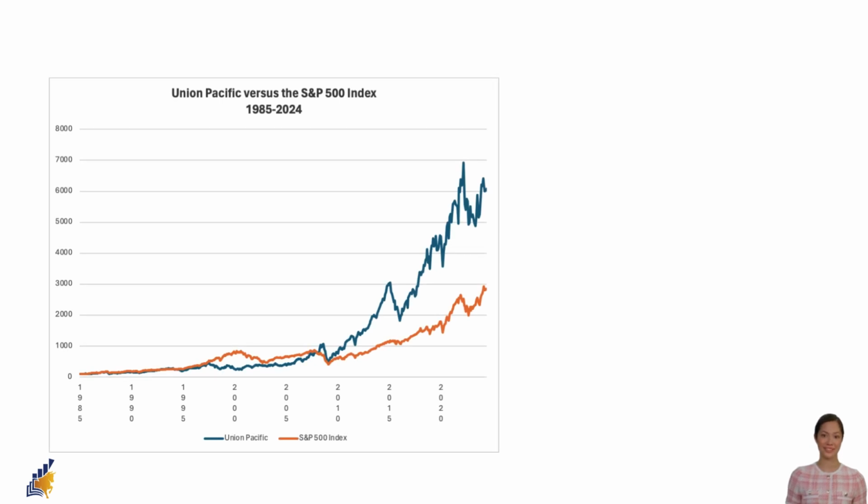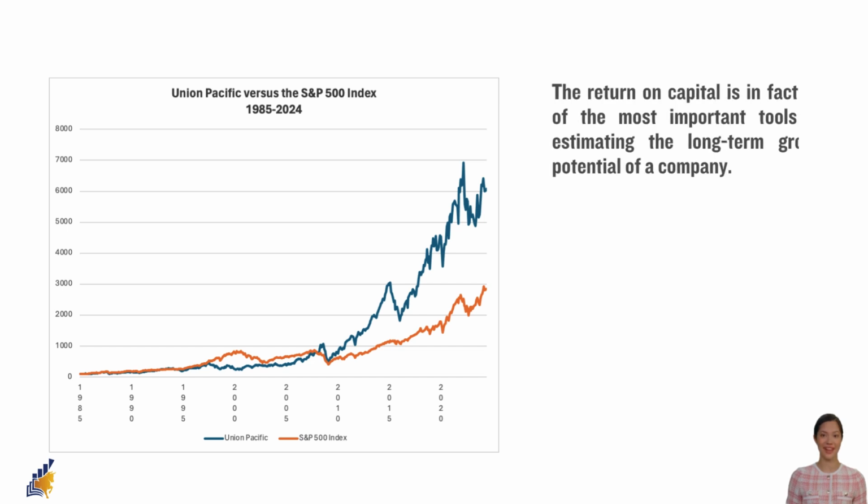At this point, your head might be spinning from all this numerical analysis. Again, why are we talking about this? The return on capital is in fact one of the most important tools for estimating the long-term growth potential of a company. I can illustrate this point effectively with a compelling graph.